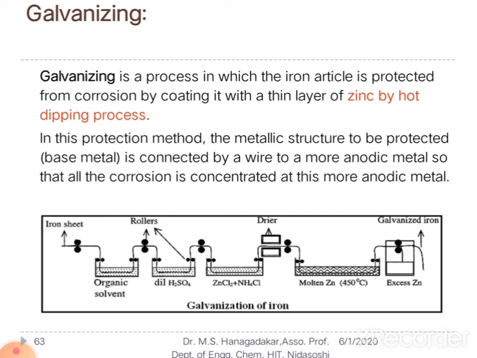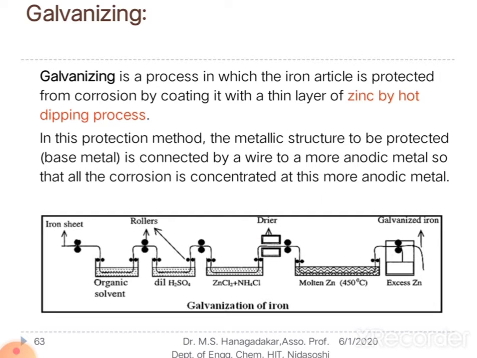So before going for the process, that object is dipped in the mixture of ammonium chloride and zinc chloride, called the flux, to prevent it against oxidation. Then that object is dried by the dryer.